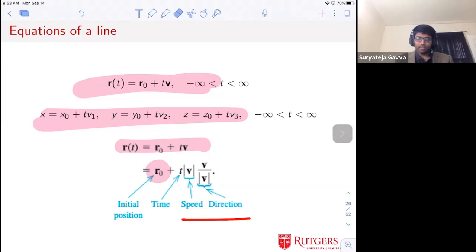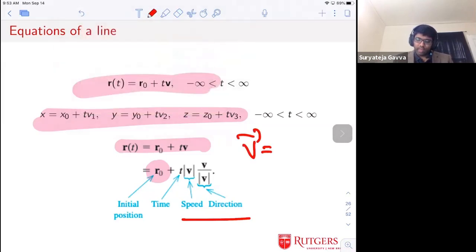Okay. So r0 plus tv is nothing but the initial point plus t times v. v can be thought of as a direction, but the direction is basically the velocity of that point. If you imagine that there's a point moving along that line, the direction along which it moves is the velocity of that particle. And so velocity, if you want to represent it using speed and direction, v is a velocity vector.